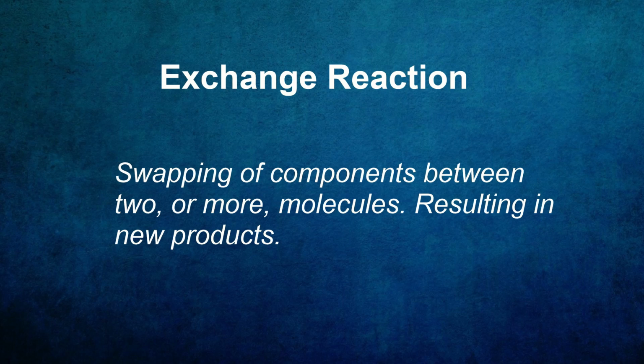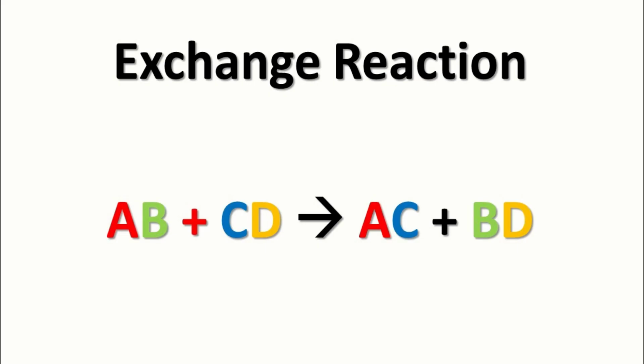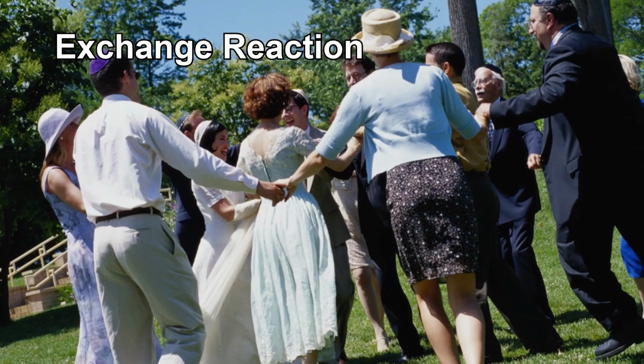These reactions are essential for energy production, as seen in cellular respiration. This one can be a little tricky, but if you go back to my earlier example with A and B, you can think of an exchange reaction as being like taking AB and CD, and after they react, you create AC and BD. I like to think of an exchange reaction as being like a dance, where you pass from one partner to another. The people don't change, but the partnerships do.